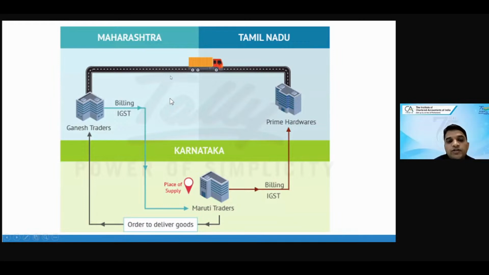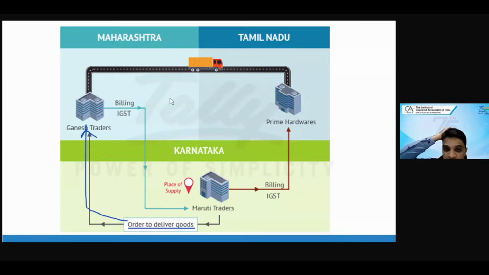Now, in case of a bill to ship to transaction, Ganesh Traders is the supplier. When Ganesh Traders supplied, he got an order from whom? He first got an order from Maruti Traders. This is the first scenario where he's got an order to deliver the goods. Maruti Traders will tell that I want to buy some products from you. He will raise a request to Ganesh Traders and tell that please supply 100 kgs of steel to me. So he will place the order. Ganesh Traders is ready to ship it.